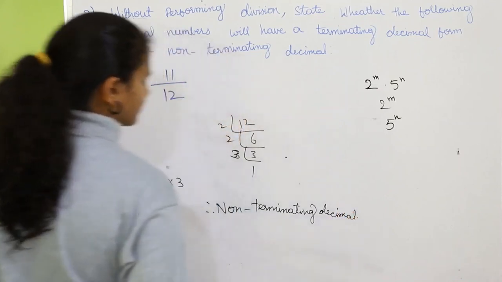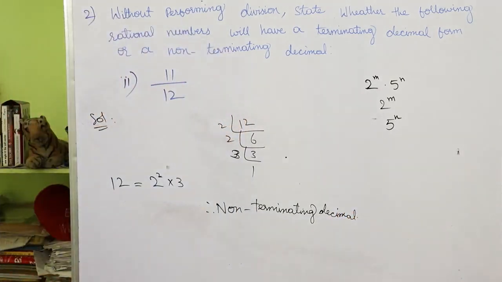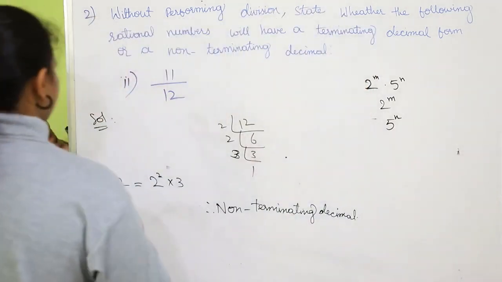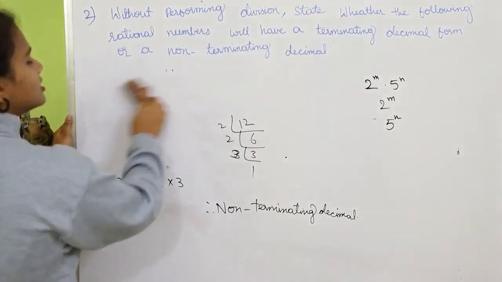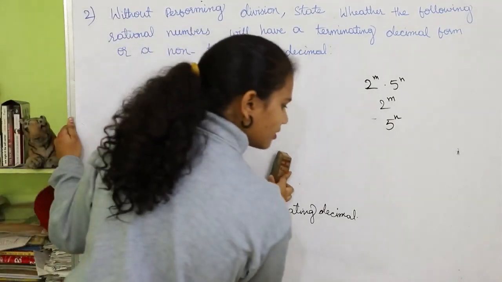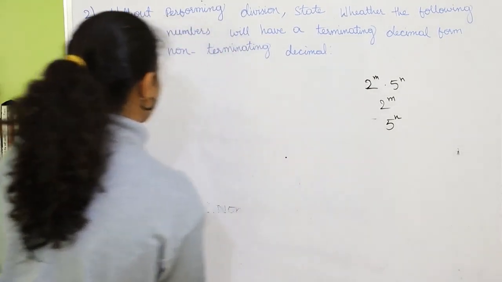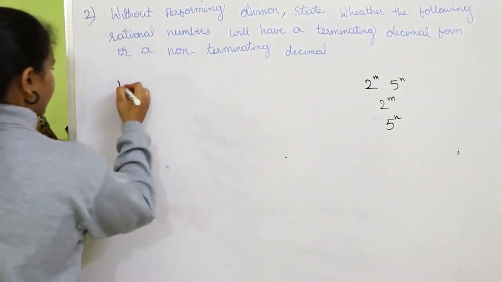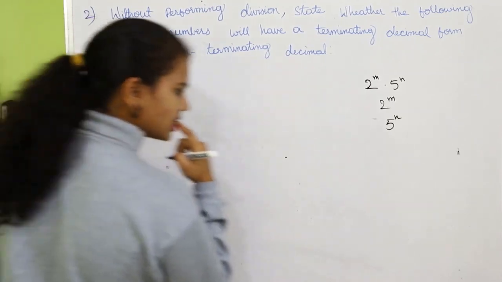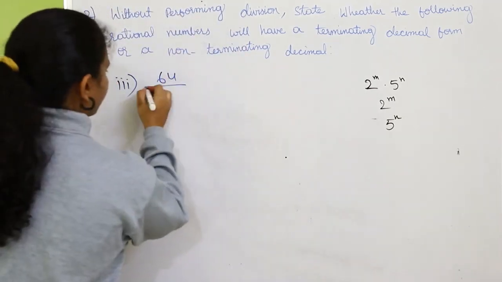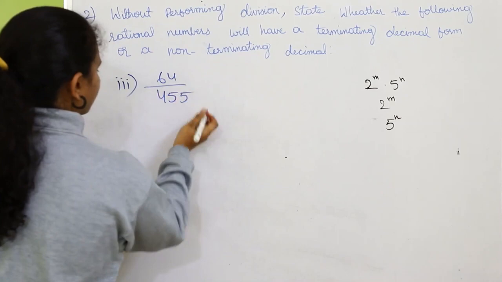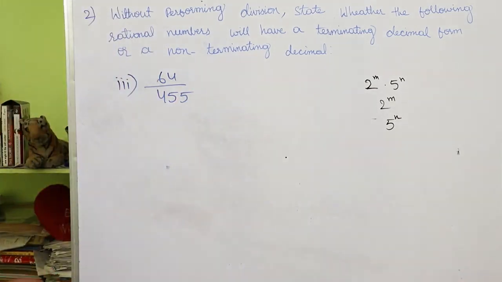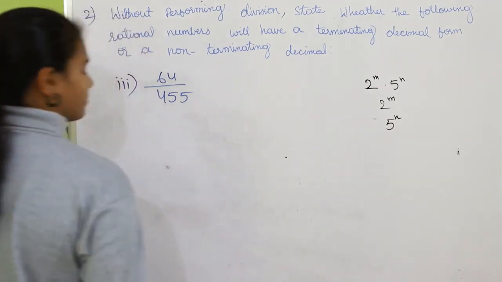Clear? Are you getting it? Let's go for the third one. 64 by 455. Third one. Okay guys, so 64 by 455.